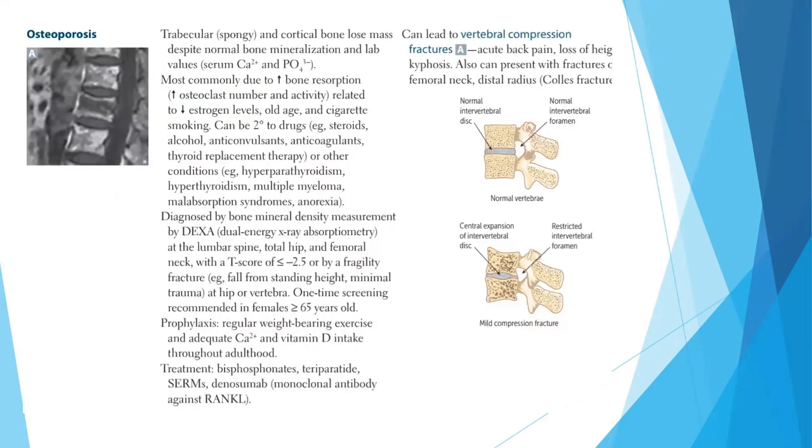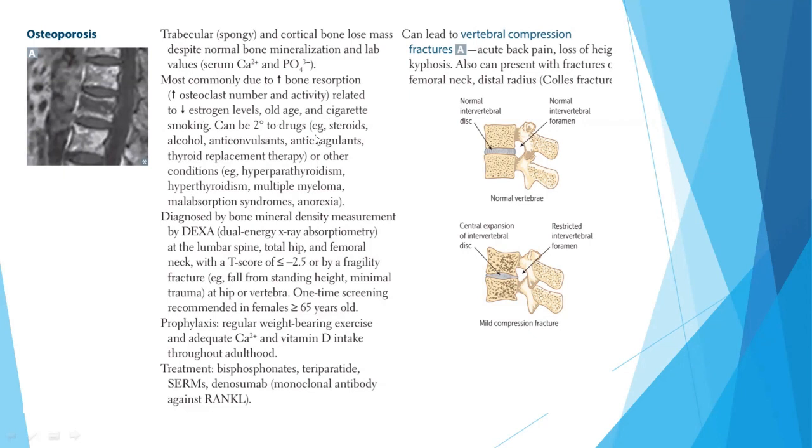Now, reviewing the osteoporosis part from First Aid itself. There is trabecular and cortical bone mass loss despite normal bone mineralization and lab values, so serum calcium and phosphate are normal. It is most commonly due to increased bone resorption, with increased osteoclast number and activity related to decreased estrogen levels, old age, and cigarette smoking.